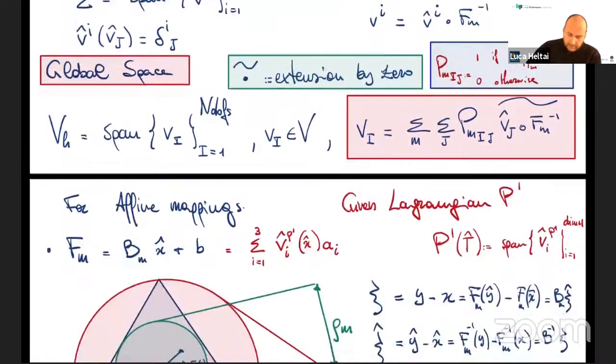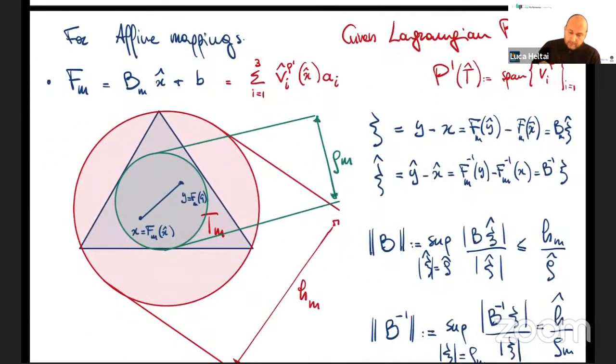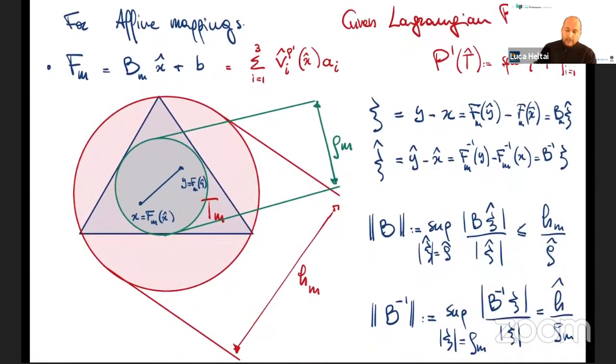And once you have this, we constructed the properties of the global space by looking at the properties of the affine mapping that have been used element-wise. So to describe the affine mappings, for linear mappings, you can simply choose Lagrangian P1 finite element spaces. So P1 of T hat is the span of Vi P1. This is the way that we would define this.